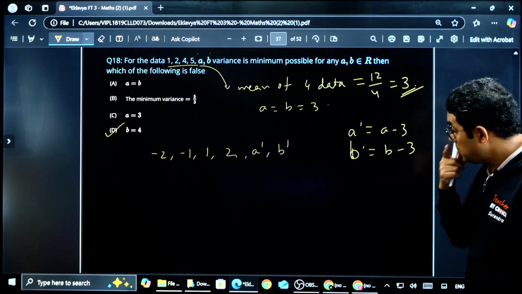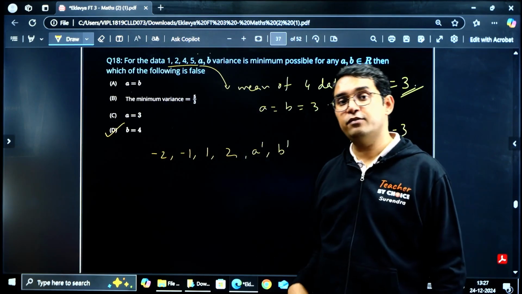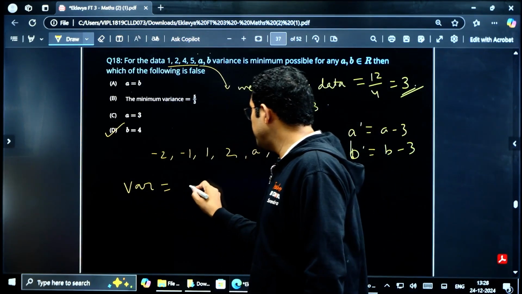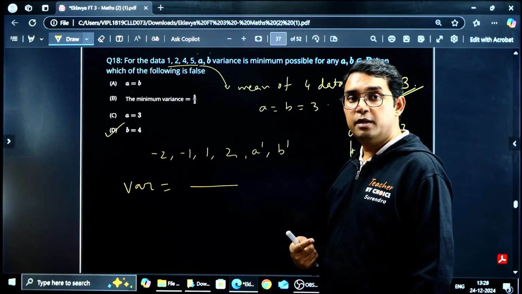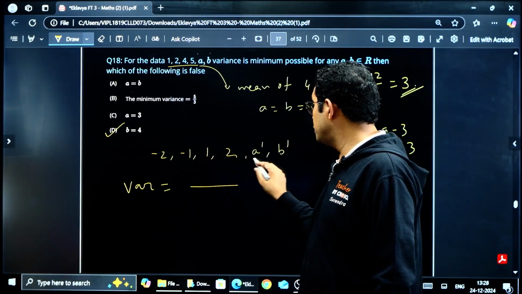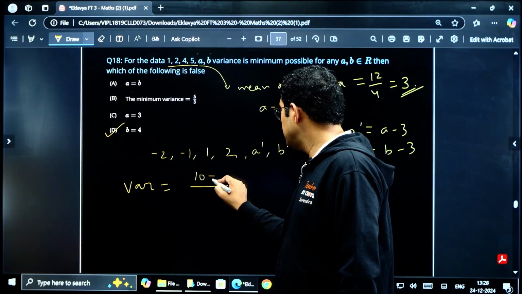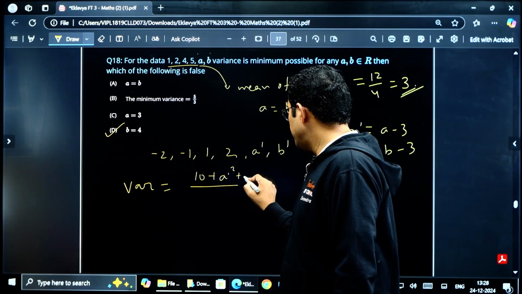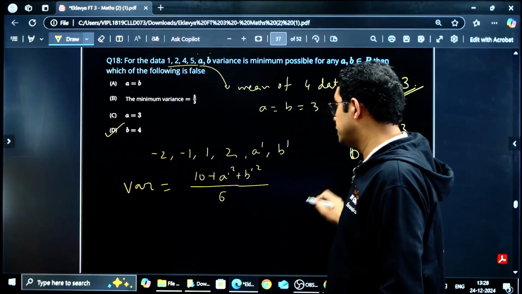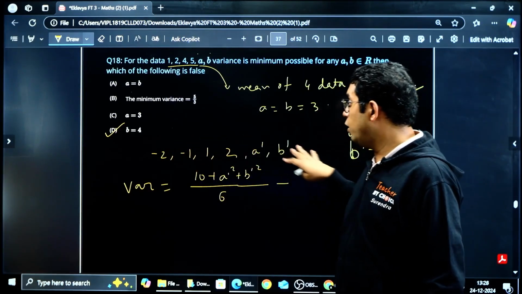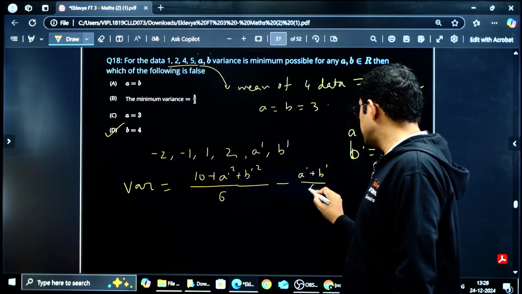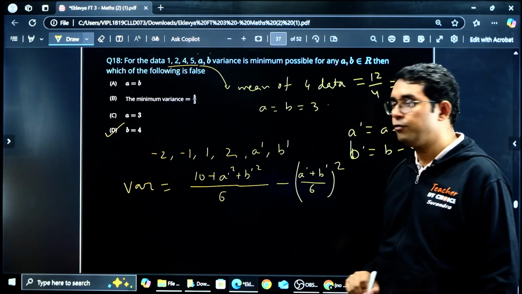So this data set and the original data set will have the same variance. Now to find the variance, we just need to do the squaring, sum of squares divided by number of data. So 4 plus 1, 5 into 2, 10. So 10 plus a dash square plus b dash square, and the data count is 6, minus the mean of the entire thing, which is a dash plus b dash divided by 6, whole square. I think that is the formula for variance.